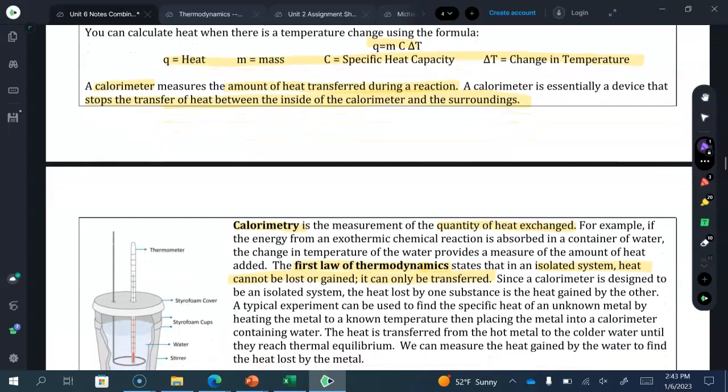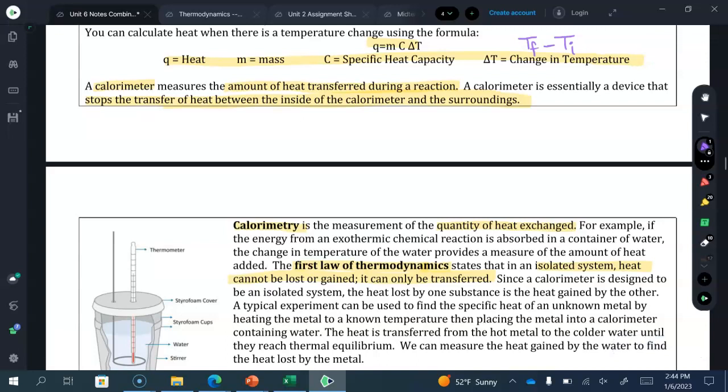And so that is a way for us to make this switch between what we encounter in science and what we encounter maybe in our dietary experience. You can calculate heat when there's a temperature change using the formula Q equals mc delta T, where Q is heat, m is mass, C is specific heat capacity, and delta T is the change in temperature, which is also equal to T final minus T initial.